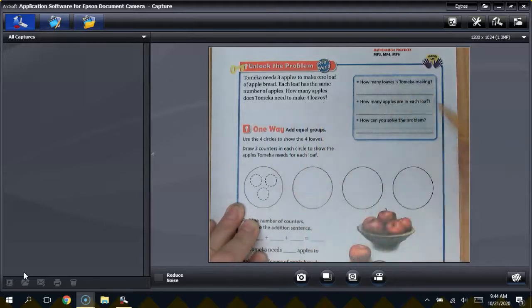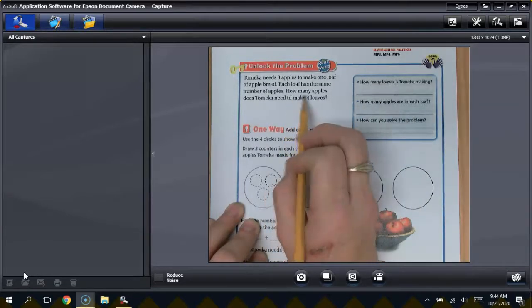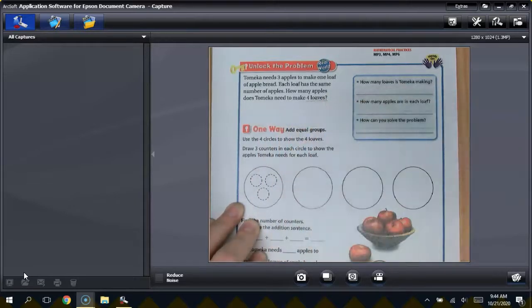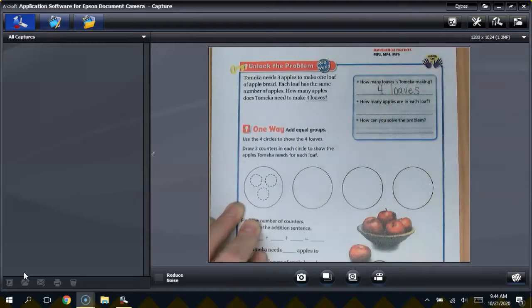Okay, let's answer some questions. The first thing I need to do is look at what the question is asking me to do, because I'm going to have to solve a problem. How many loaves is Tamika making? Let's go back to our question. In my last sentence it says, how many apples does Tamika need to make 4 loaves? So she wants to make 4 loaves. Make sure you're following along with me and writing what I write.